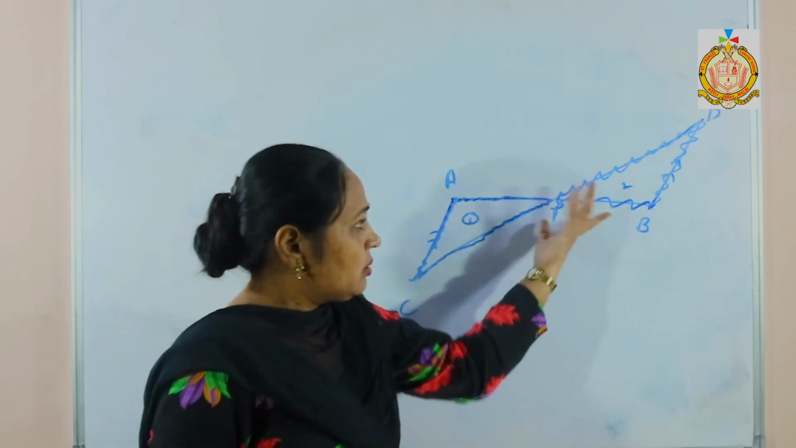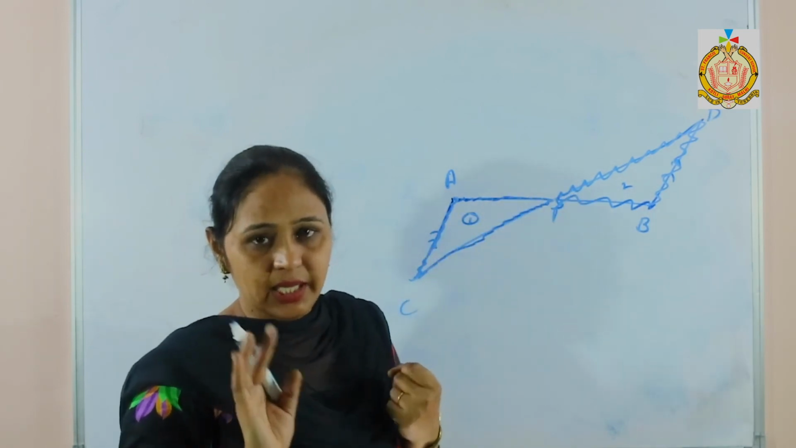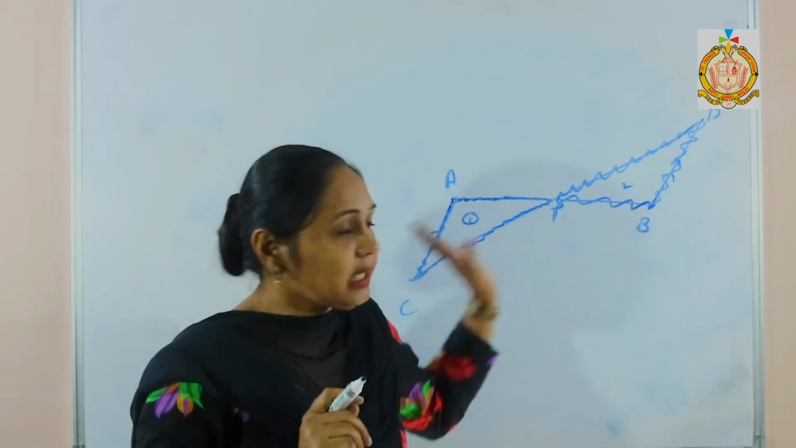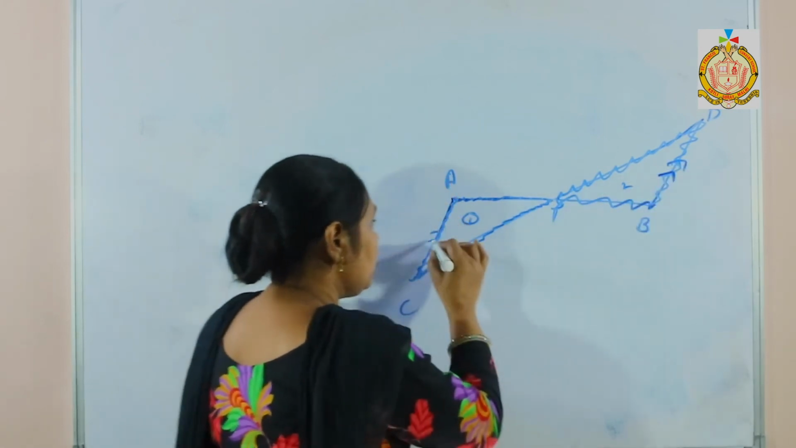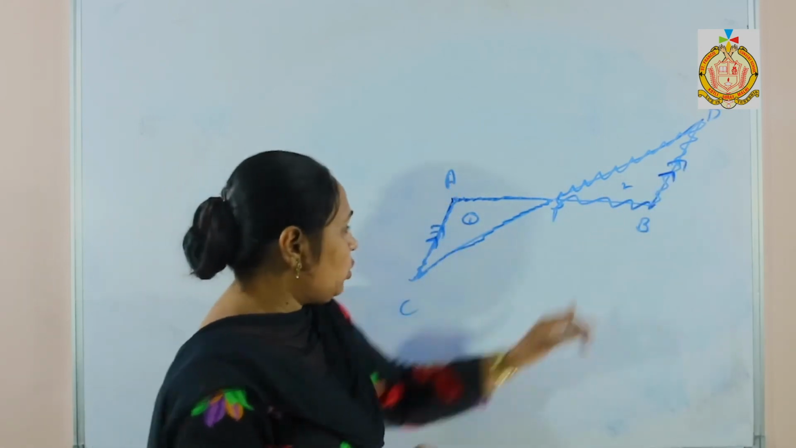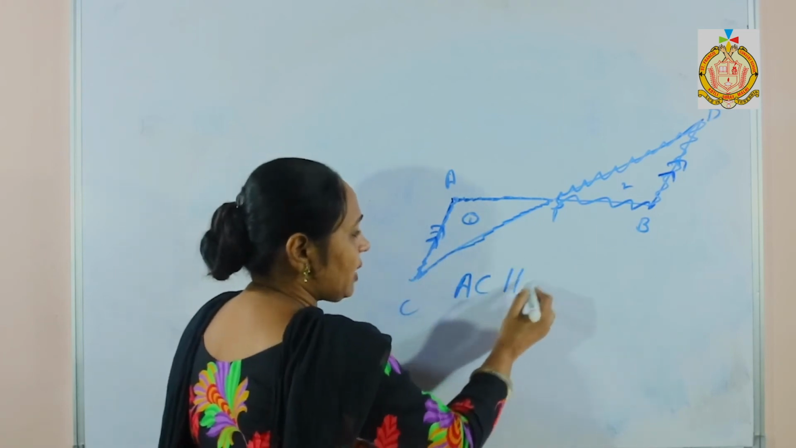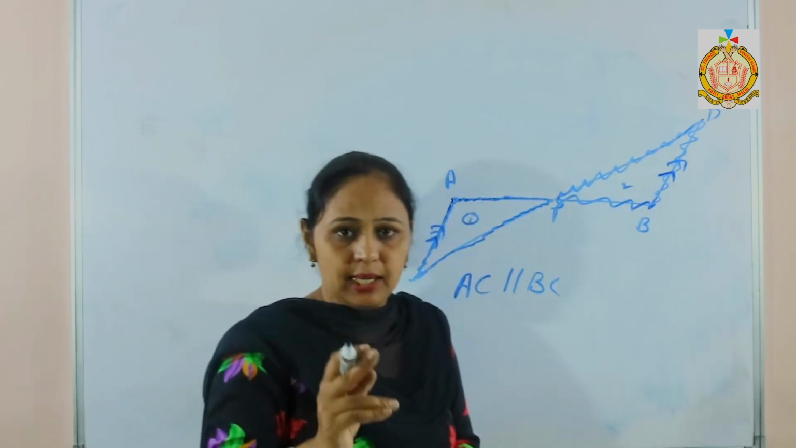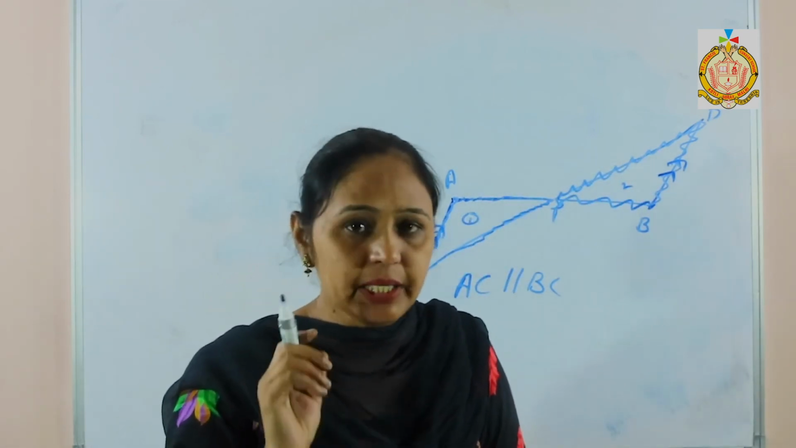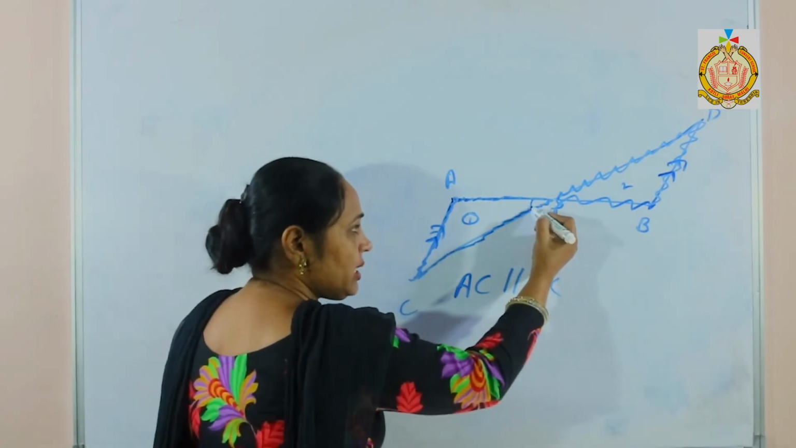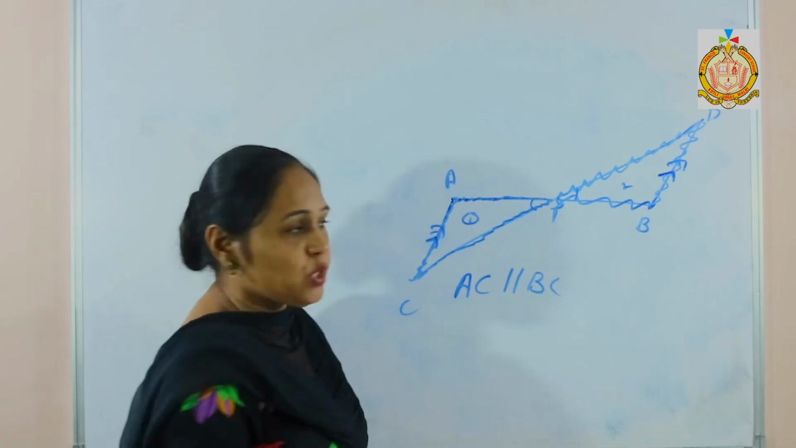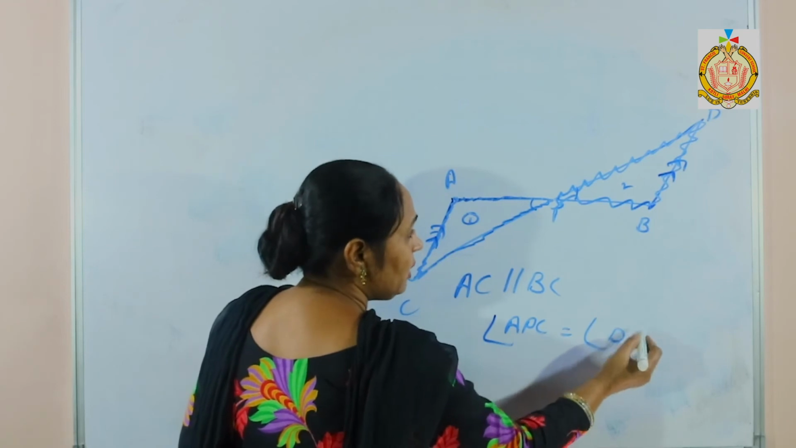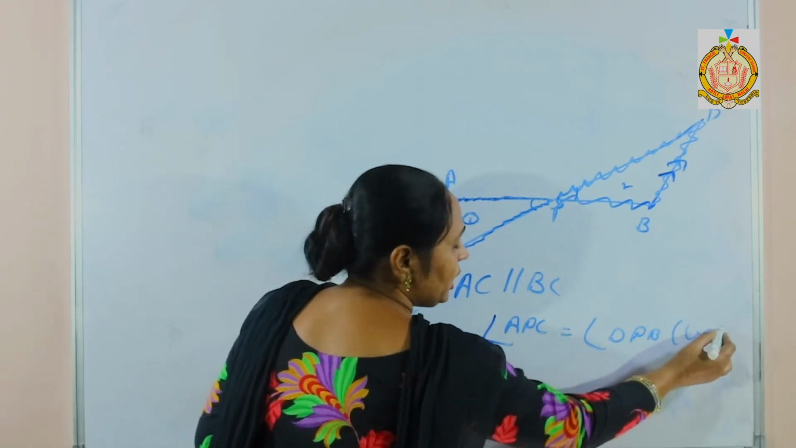Then see, side length is not given. Then what to do? We have to just take the angles, because parallel lines are given and there is some relation between parallel lines and angles. Now I know that AC is parallel to BD and these two are transversals, because parallel lines cut by another line is called a transversal. Now in these triangles, this angle and this angle are vertically opposite. That means angle APC is equal to angle DPB. These are the vertically opposite angles.